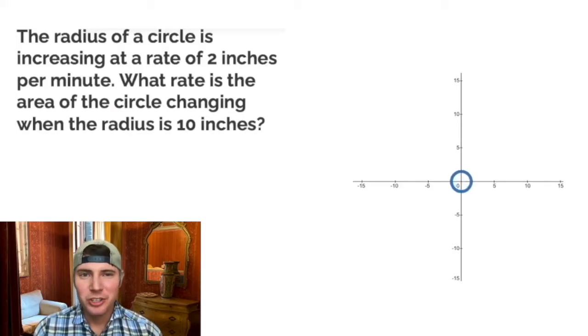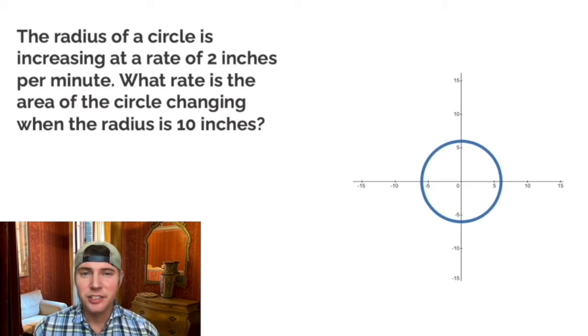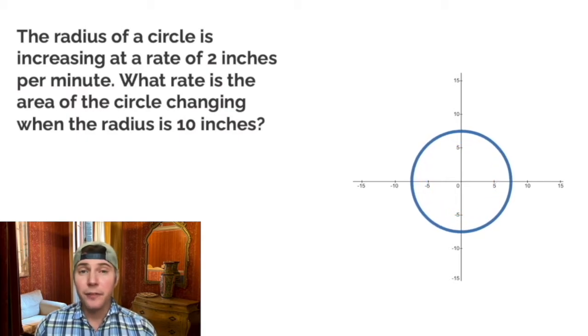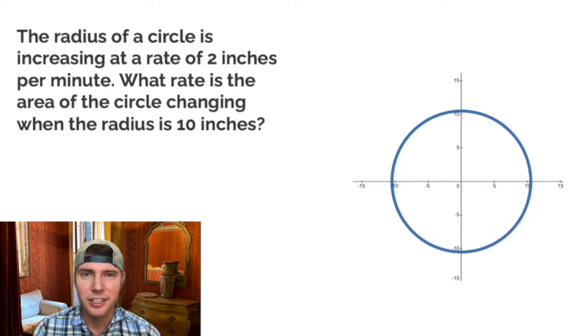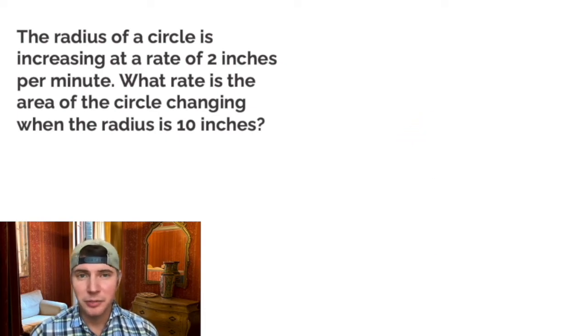Guys, we have a circle that's growing in such a way that the radius of the circle is increasing 2 inches per minute. As the radius increases, the area also increases. How fast is the area increasing at the instant that the radius is exactly 10 inches? To find this is going to require some calculus.